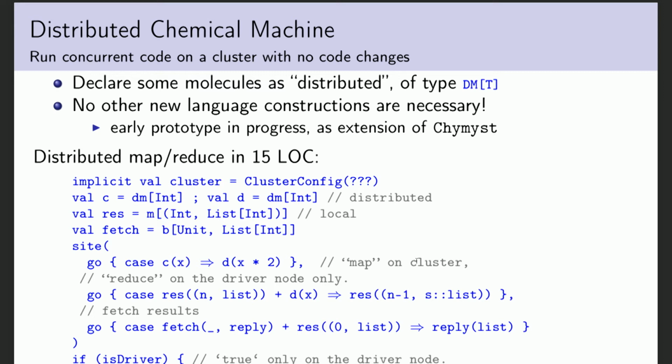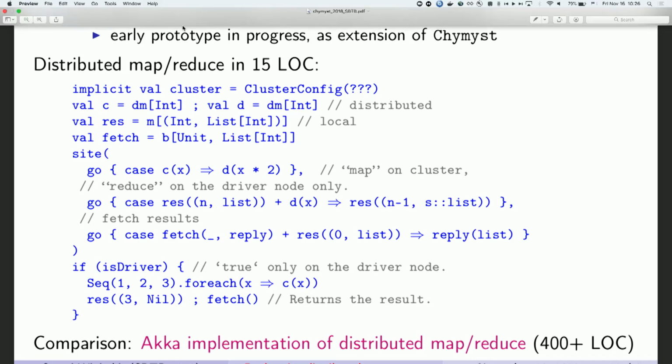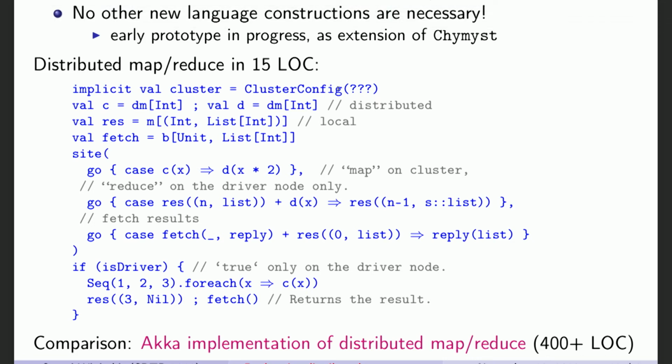New stuff, distributed chemical machine. I figured out how to do distributed programming in the same model, 15 lines of code or less. Here's how it works. You just say, this molecule is distributed. Instead of M, which is the constructor for a molecule, I use DM, which is a distributed molecule constructor. That's it. Now this data is distributed. Oh yeah, and you have to put an implicit val with a cluster config, which is a data structure that shows how to connect to the cluster. It's a ZooKeeper instance, and you just connect to it. You're done. That's it. The language is modified by adding the concept of a distributed molecule, which means data.